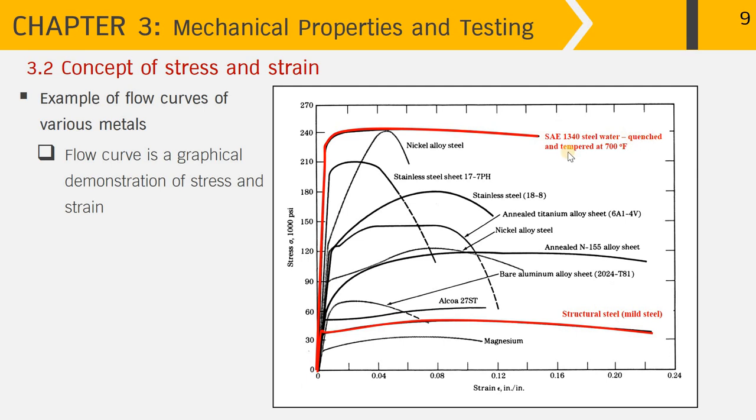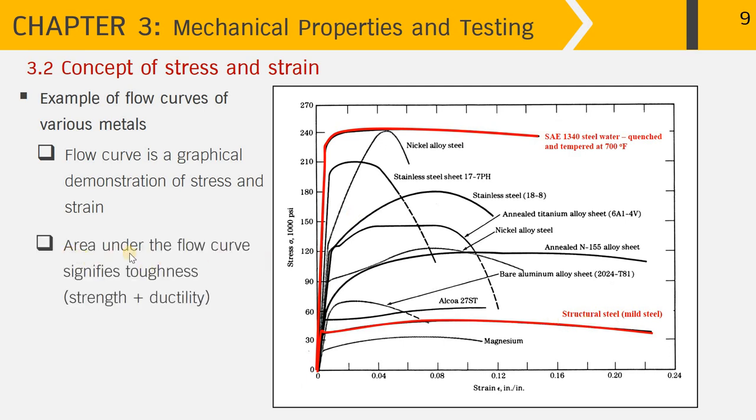for example, quench and temper to give much higher strength but a little bit lower ductility or lower strain. And you can see that even they are classified as steels, but with different composition and heat treatment, it can give so much difference between the two types of steel. And you can see that the area under the flow curve signifies the toughness parameter, and toughness can be defined as the strength plus ductility that is comparative to the area under the flow curve here.